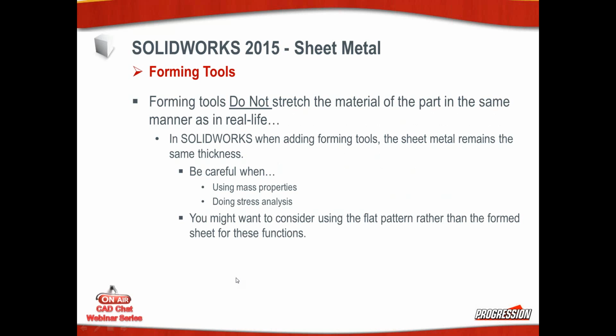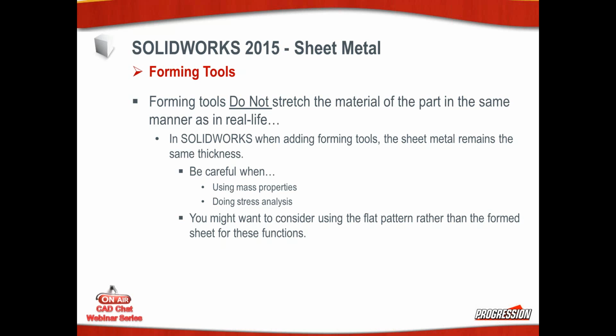Now, speaking of forming tools, they are used in sheet metal parts, but be aware that they do not stretch the material the same as they do in real life. In SOLIDWORKS, when you add a forming tool, the thickness of the sheet metal remains the same, and in real life that's not what happens. When you use a forming tool and you bend that material, the material thickness thins out, but you're not going to get that effect in SOLIDWORKS. So you need to be careful when you do this.